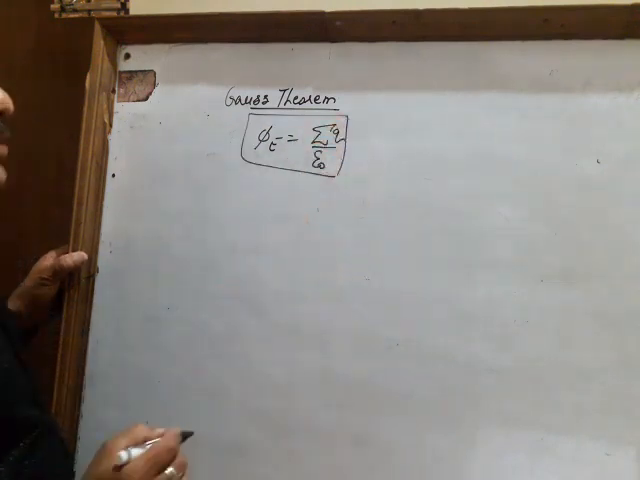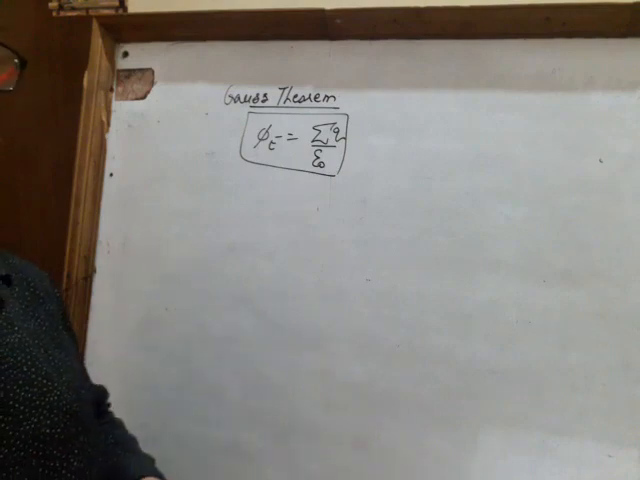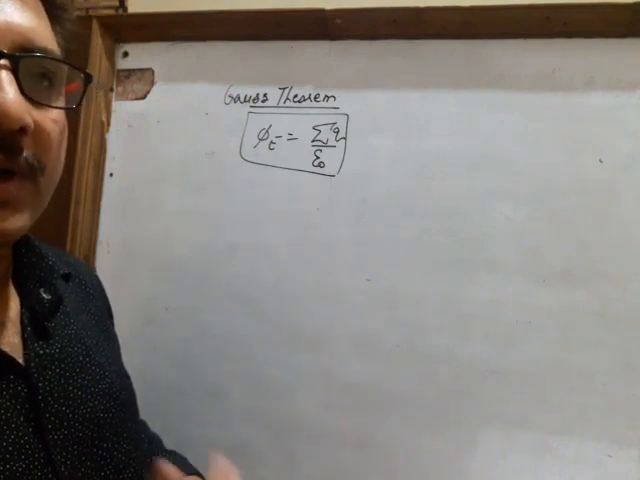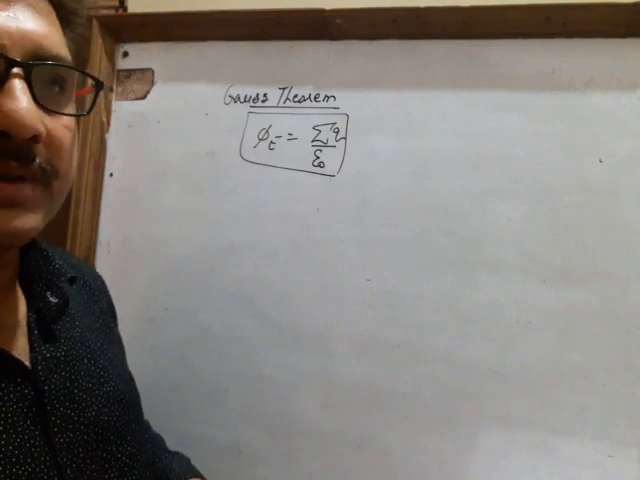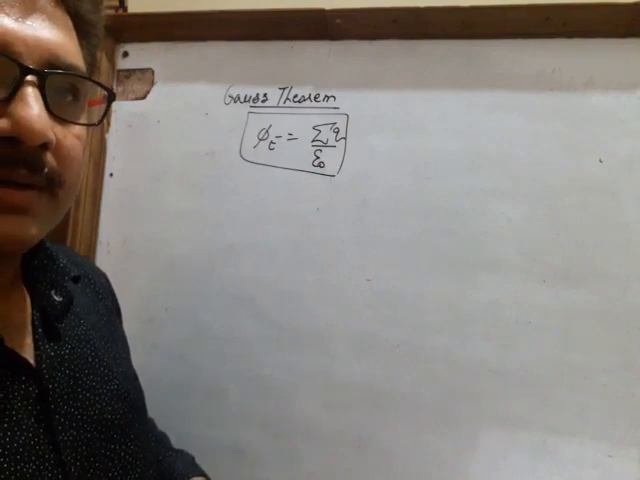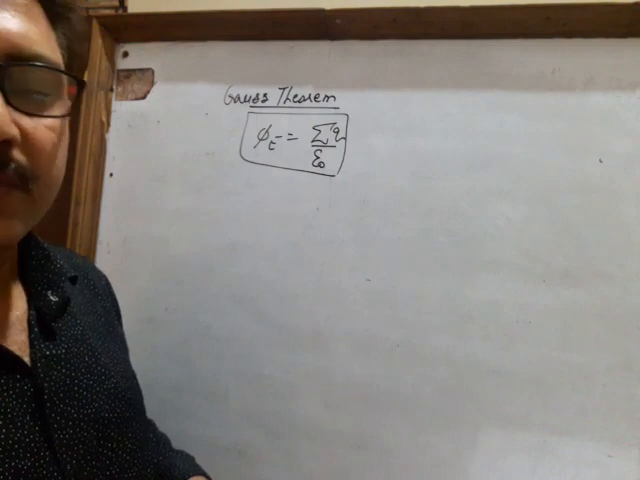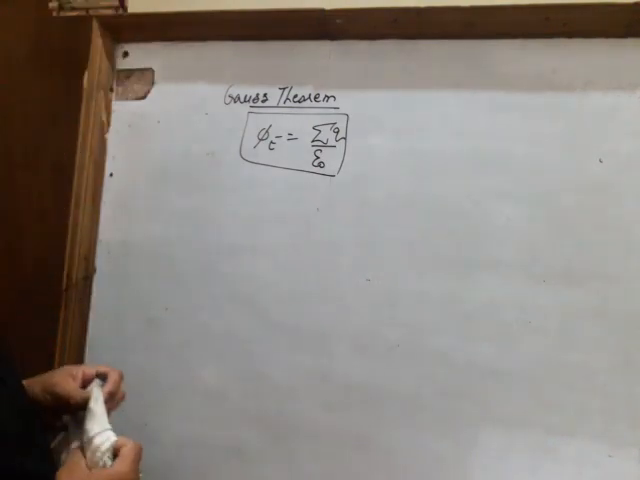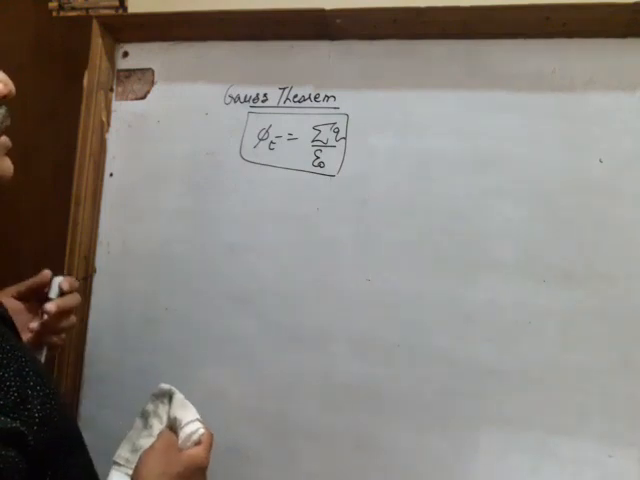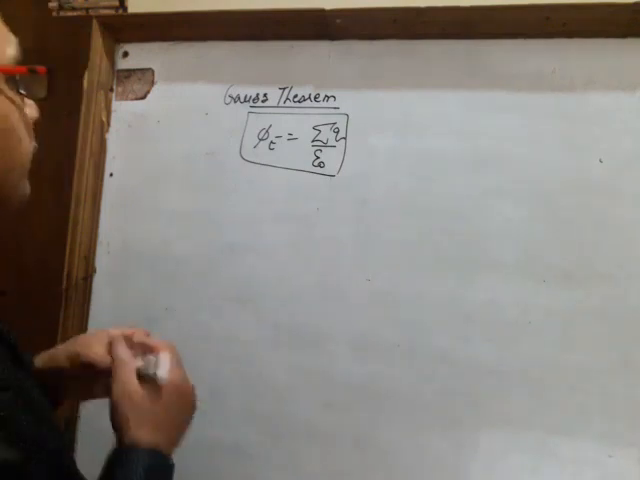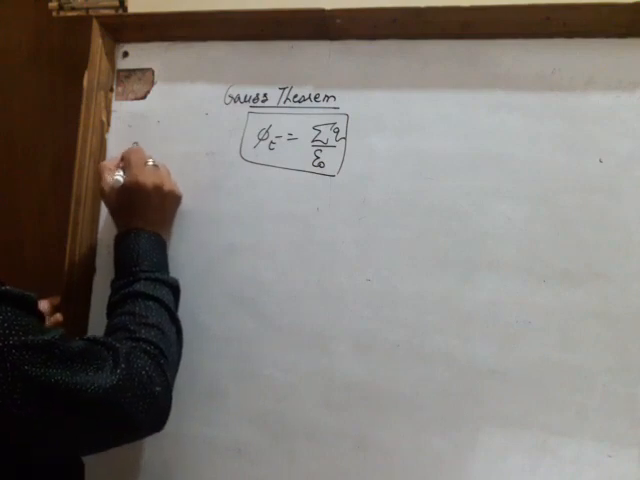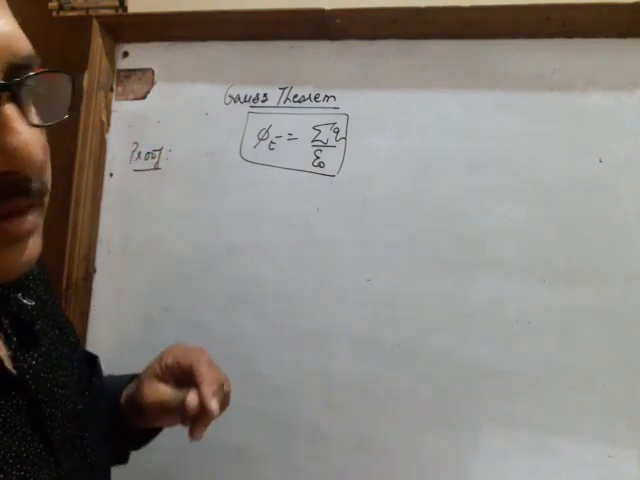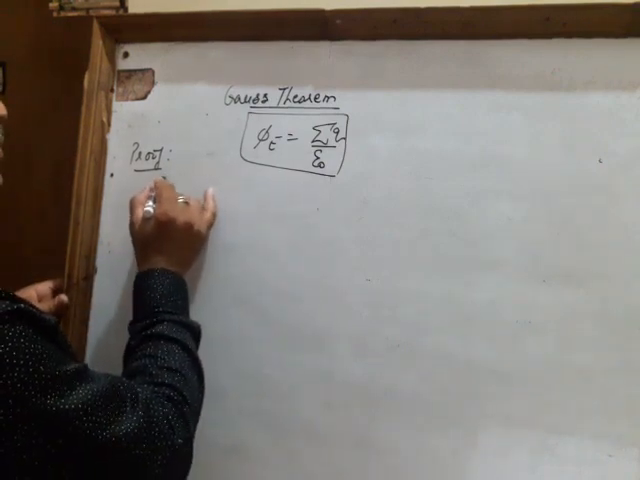Once again, the statement of Gauss theorem. Gauss theorem states that the total amount of electric flux emanating, meaning passing through a closed surface, is given by the net charge enclosed by the surface divided by epsilon naught. This is Gauss theorem: phi E equal to sigma q upon epsilon naught. And now you have to prove this. This question comes in the board exams. Weightage 3 marks. Proof, case 1.